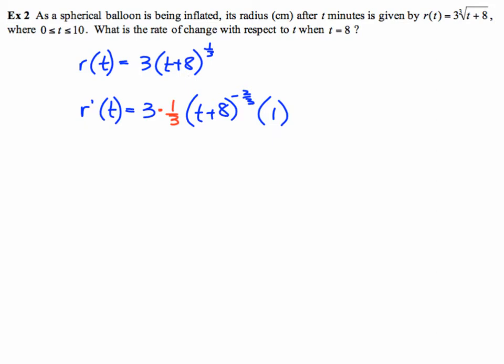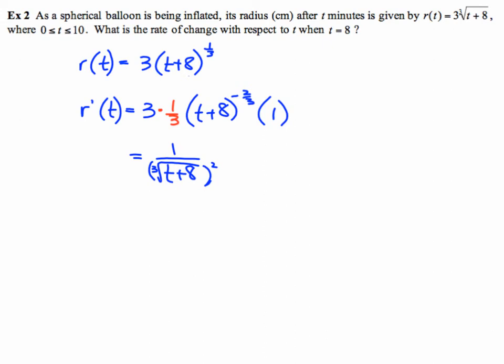I'm going to simplify this, and you can see here that 3 times 1/3 would become 3 over 3, which equals 1. And since I have a negative exponent, negative 2/3, I'll bring t plus 8 in brackets all to the negative 2/3 into the denominator. So I'm just going to simplify this. I get 1 over the cube root of t plus 8 in brackets all squared.